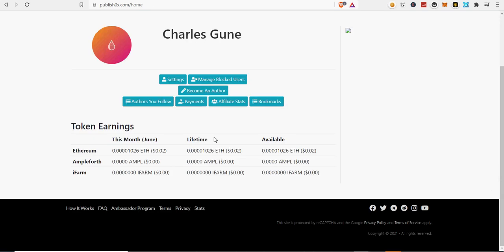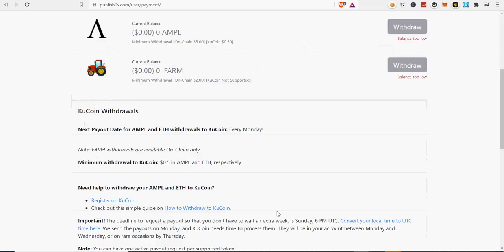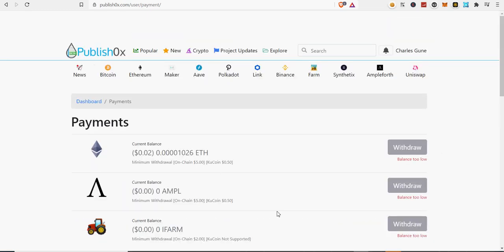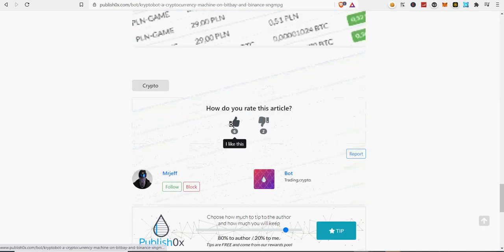I will show what kind of coins and wallets you can withdraw your coins to. It supports Ethereum, AMPL token, and IFARM. You can withdraw AMPL and ETH to the KuCoin crypto exchange as well. The minimum withdrawal on-chain for ETH is $5.50, and on KuCoin it is the same. For AMPL, it is $5 on-chain and 50 cents on KuCoin. For IFARM, on-chain is $2 and KuCoin is not supported.